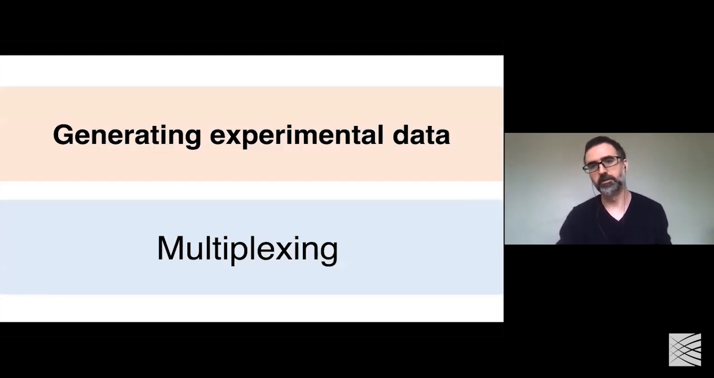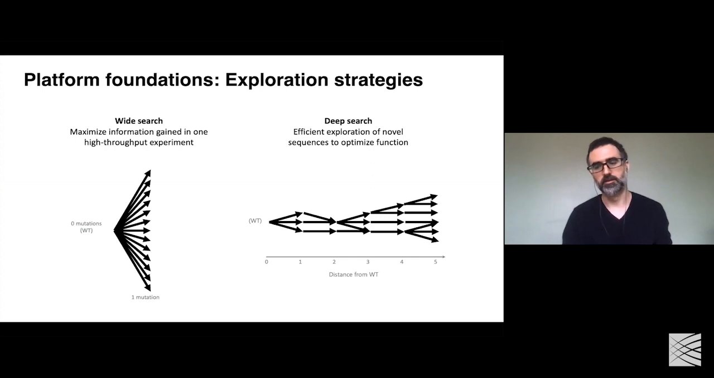So first we set out to develop the experimental tools which would make this possible, especially through multiplexing. And prior to even realizing the importance of exploration strategies, we started working on two projects, what we called a wide search and a deep search, which lie on the two sides of the coin. The wide search is more about exploration, the deep search more about optimization.